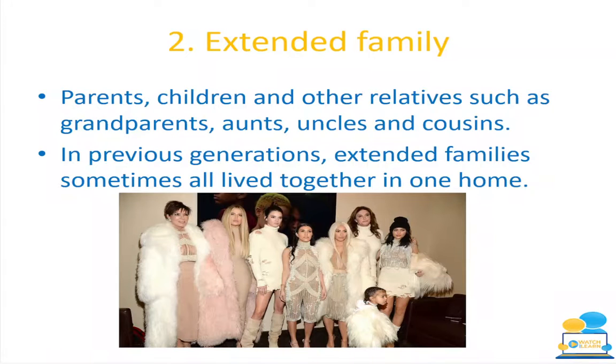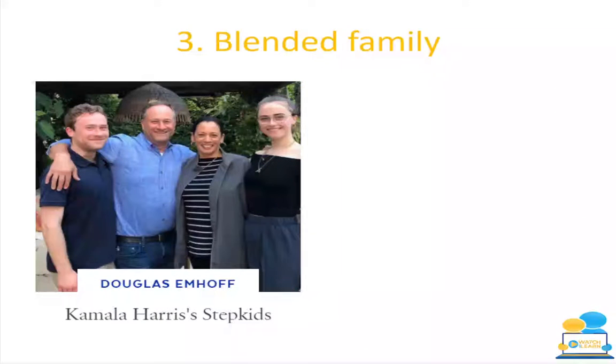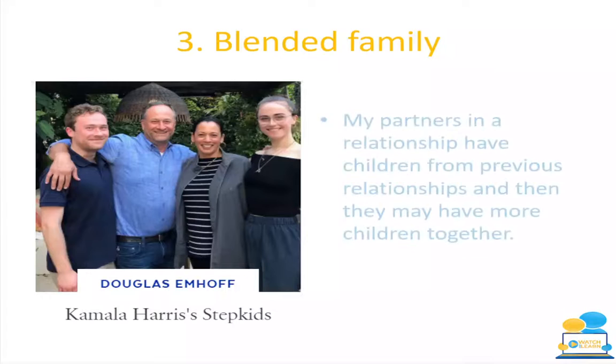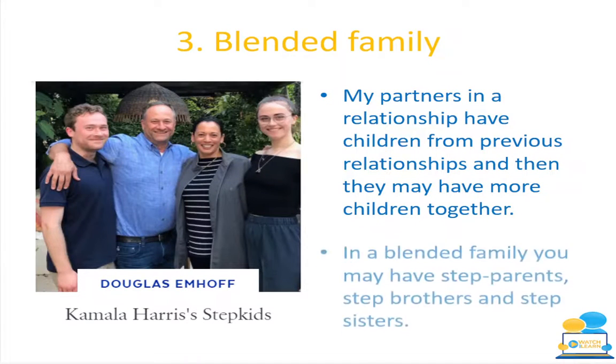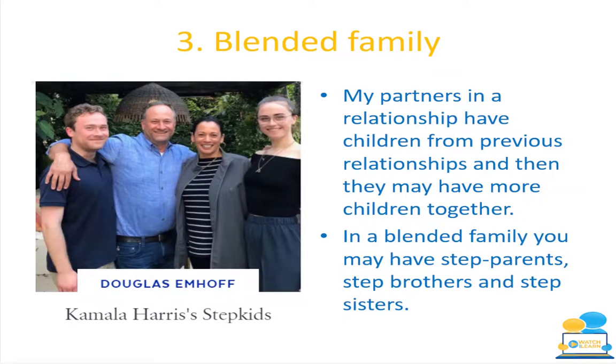So we've looked at nuclear, extended, and now we are going on to blended. So here's an example of Kamala Harris. So she married her husband, who then had 2 children from a previous relationship. Okay, so now she is their stepmother. So a blended family is when partners in a relationship have children from previous relationships and then they may have more children together. So you're thinking of step parents, step brothers and step sisters. So that is your blended family.